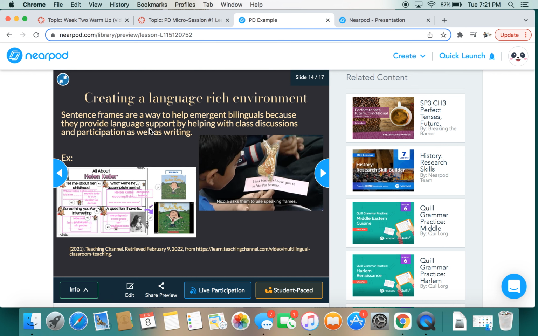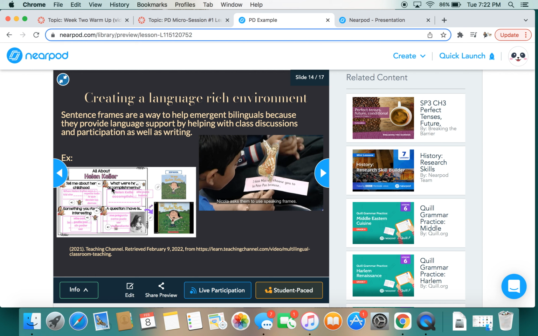Another way that we can create a language-rich environment is by implementing sentence frames. These are a great way to help our bilingual students because they provide supports by helping them with class discussions, and it helps boost up participation as well as facilitate their writing. One example of this is my personal one as well.